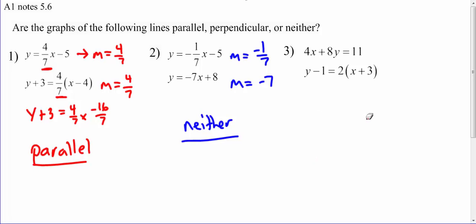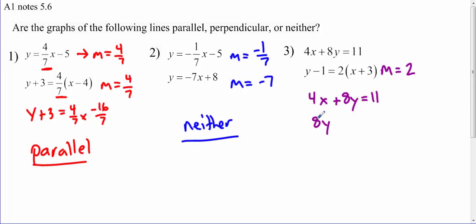Number 3, again, same instructions. This second line is the easier of the two. I'm going to go ahead and mark that. We know the slope there is 2. But the first equation requires just a little bit of extra work. So I'm going to go ahead and write this out. 4x plus 8y is equal to 11.